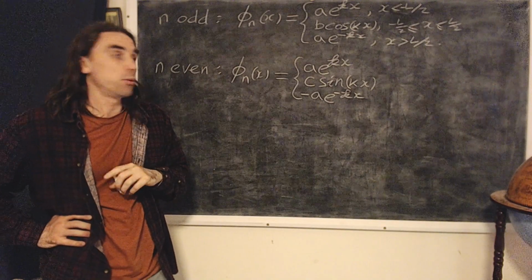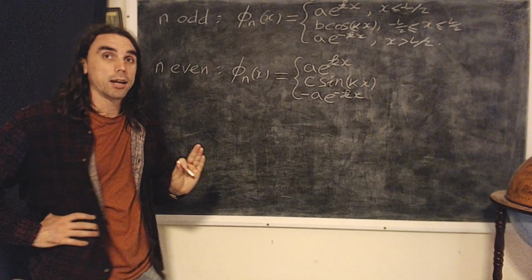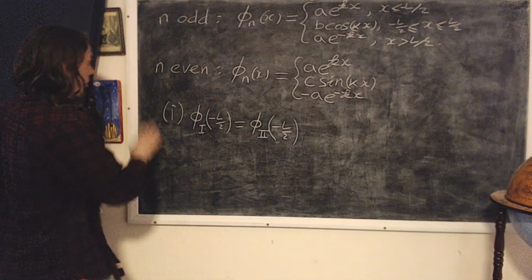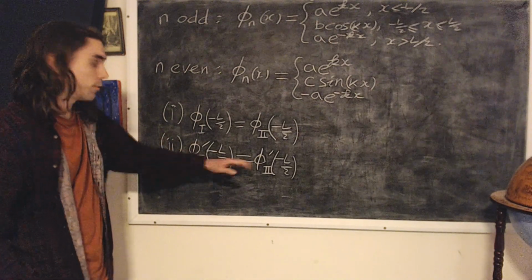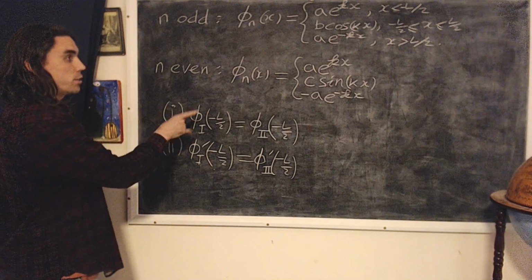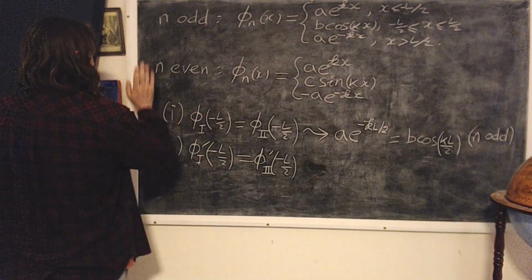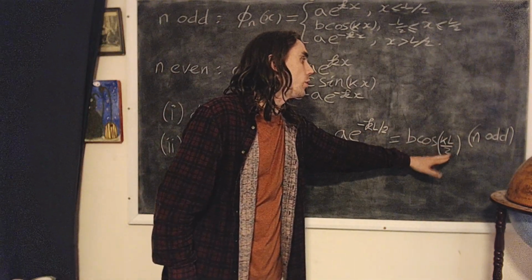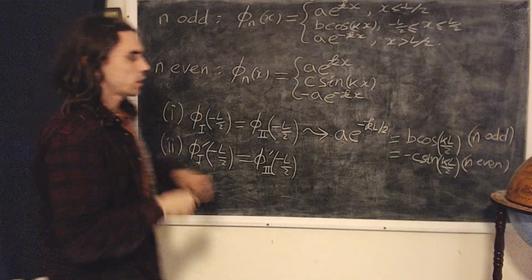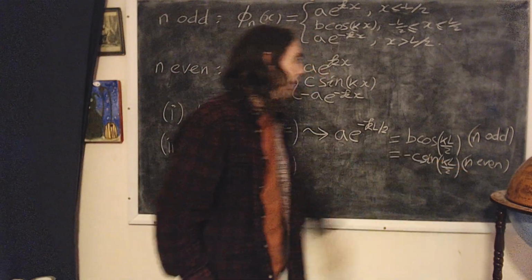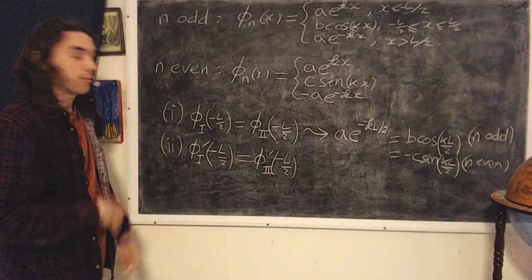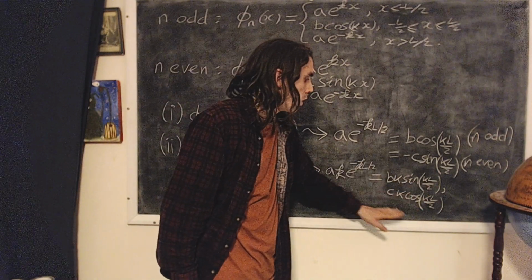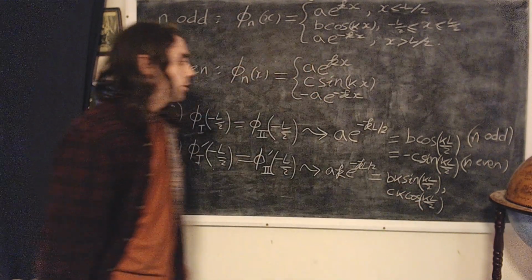So we can take, for example, the condition at the left end of the well, and we can write these 2 following boundary conditions. First, the wave function is continuous. Second, the first derivative of the wave function is continuous. And substituting these into the expressions, we find these constraints. First, A e to the minus kappa L over 2 is equal to B cos kL over 2 for n odd, or minus C sine kL over 2 for n even. And for the first derivative expression, we have either Bk sine kL over 2 or Ck cos kL over 2, depending on whether it's odd or even.